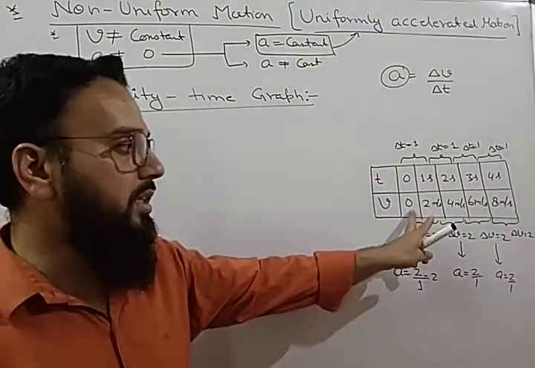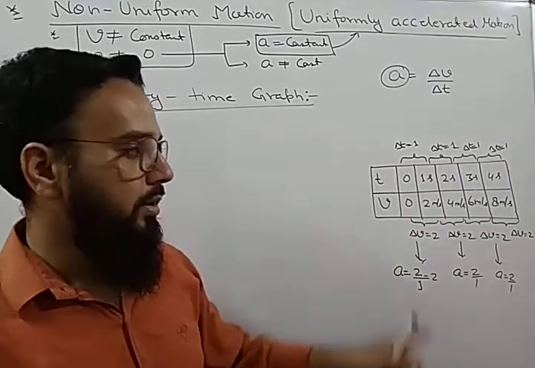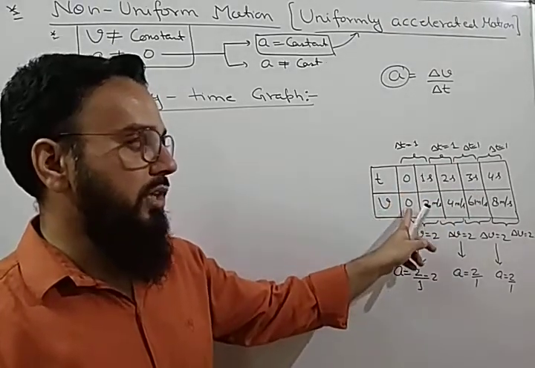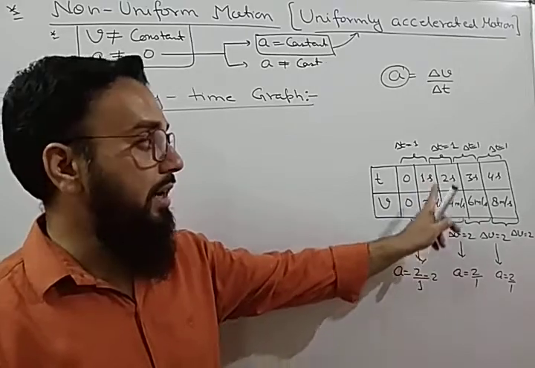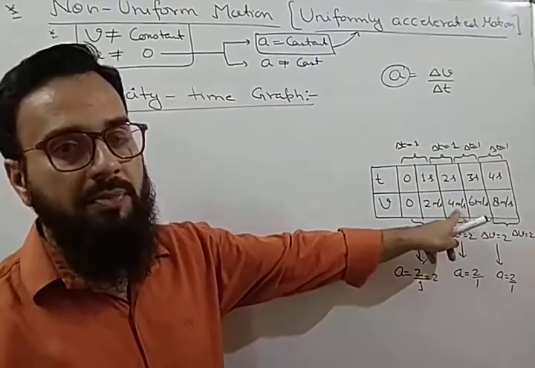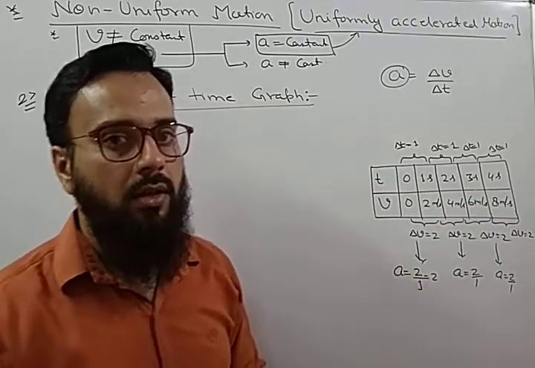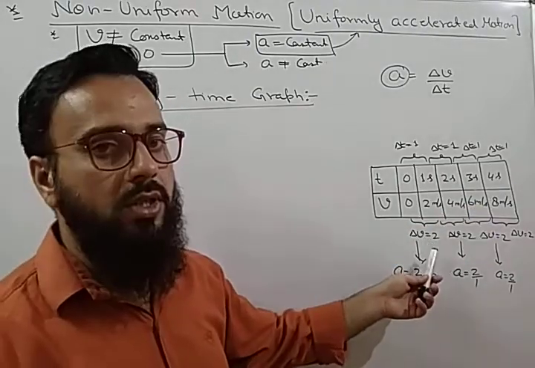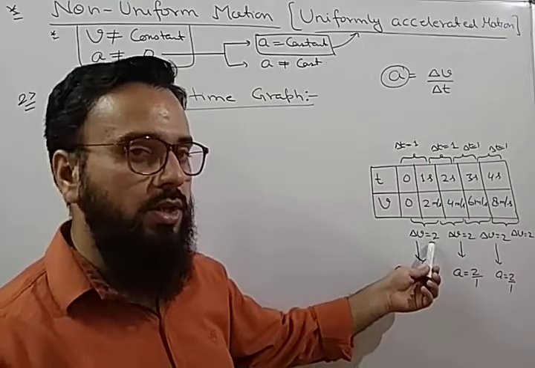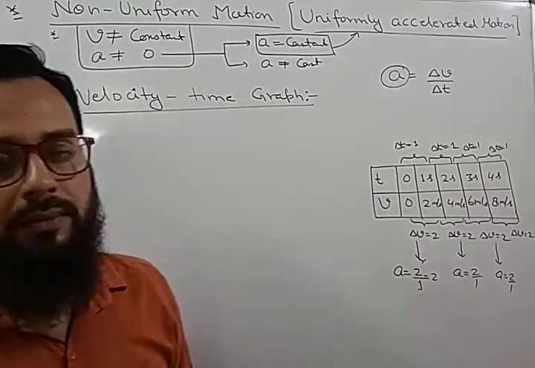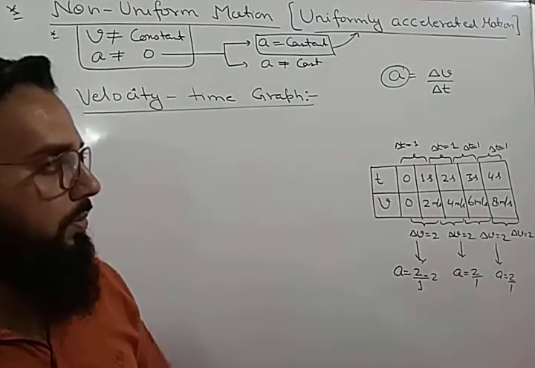But velocity is increasing after every second. At t equal to 0, it was 0. After 1 second, it is 2. Then after again 1 second, it is 4. It means after every 1 second, velocity is increasing by 2 meter per second. But the change of velocity remains constant, and since the change of velocity is constant, it means acceleration will be constant. Okay, so this is the condition.